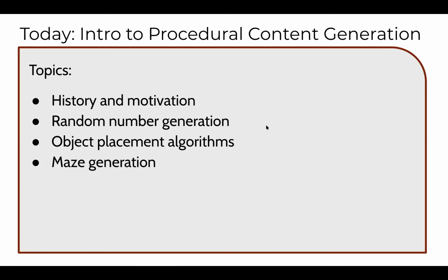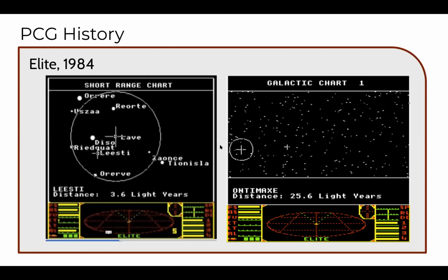Okay, so today what we are going to cover is the history and motivation, how random numbers are generated and how that fits into all of the algorithms we'll talk about, algorithms specifically about placing objects, and algorithms for generating mazes.